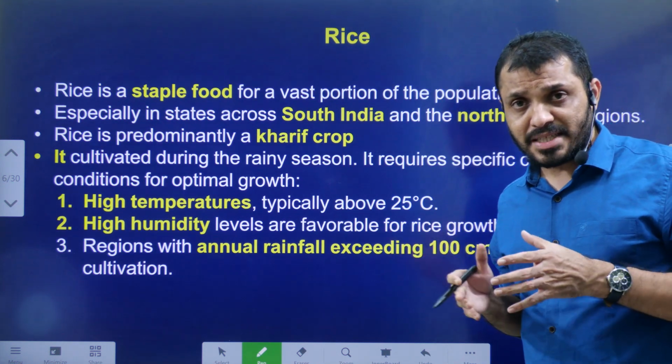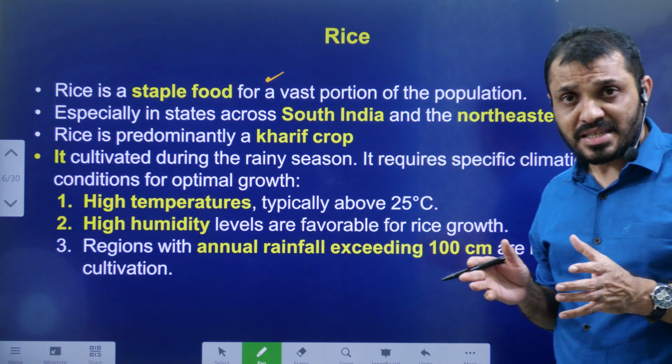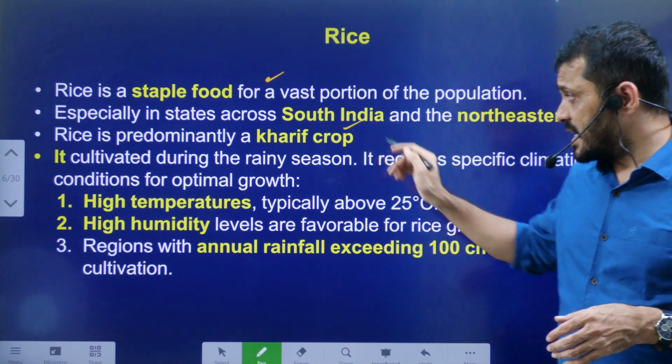And when we come back to rice, rice is a staple food across various countries, especially in the Asian countries and in South India.